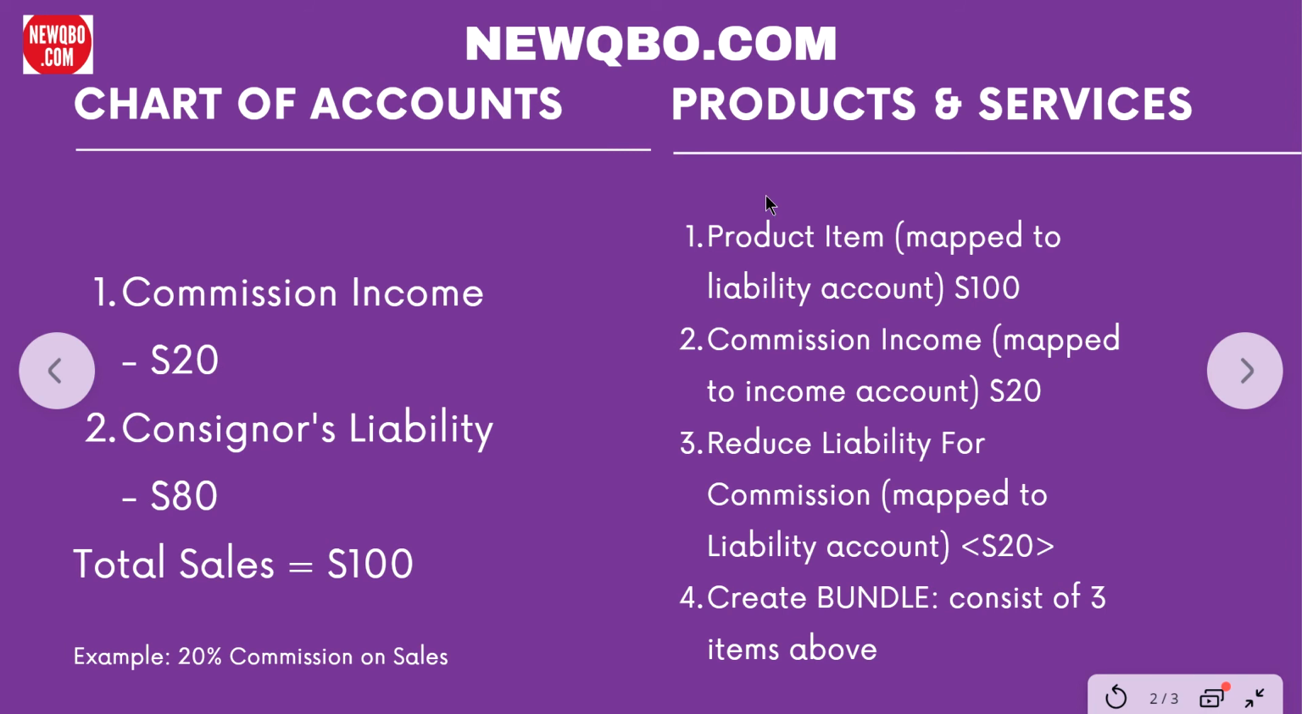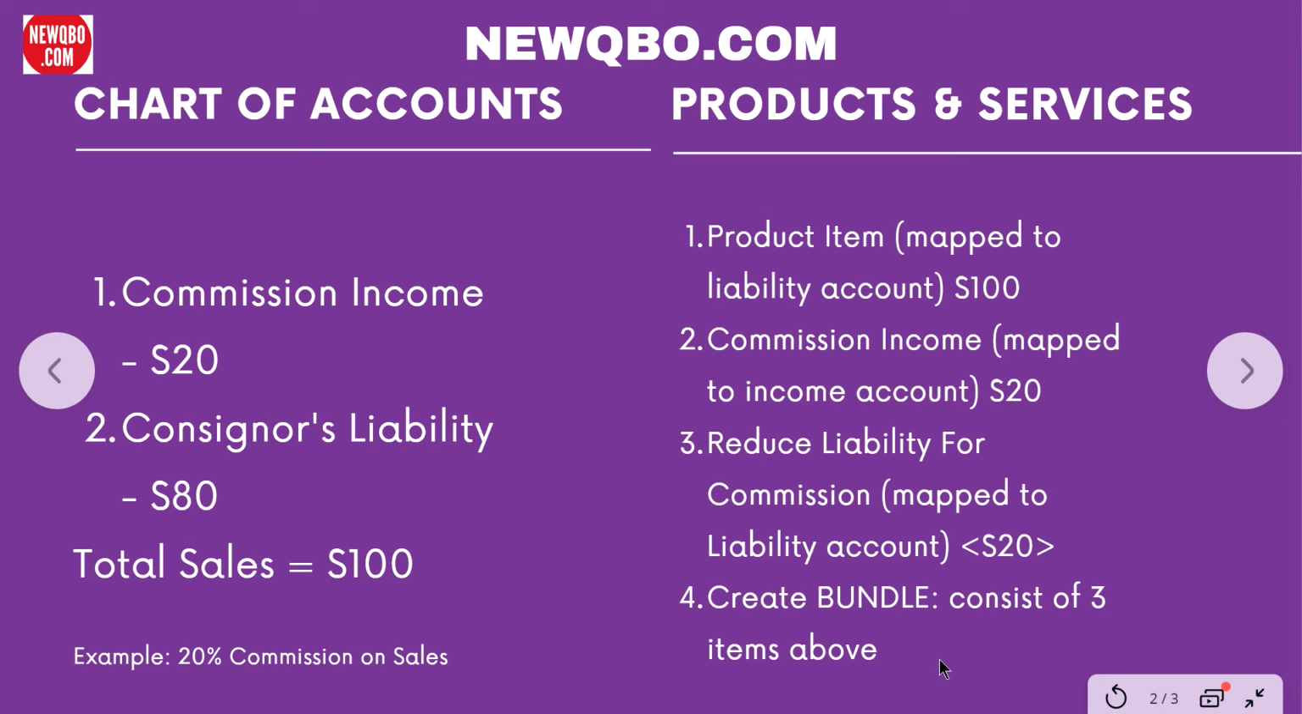Okay, and in the product or services item setup, you need to set up whatever item you're selling. That one should be mapped to the liability account, which is the consignor's liability account, not the commission income account. So you don't want to show $100 as your income. You just want to show $20 as your income. So the second one is the one you will map to your income account, which is this commission income. And the first one is mapped to the consignor's liability, and then you have to reduce the $20 from your number one item. Then you'll have the balance of $80. $100 minus $20 is the liability, and $20 is your income.